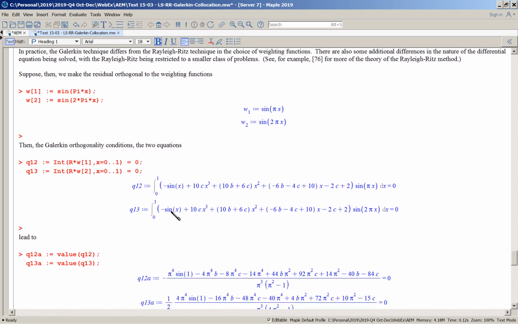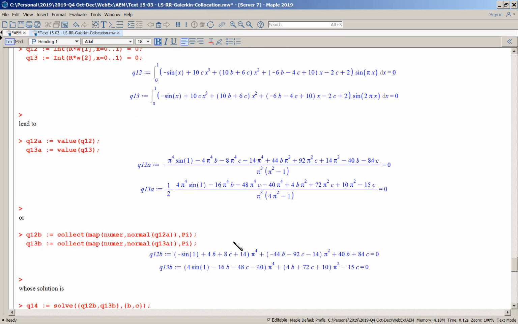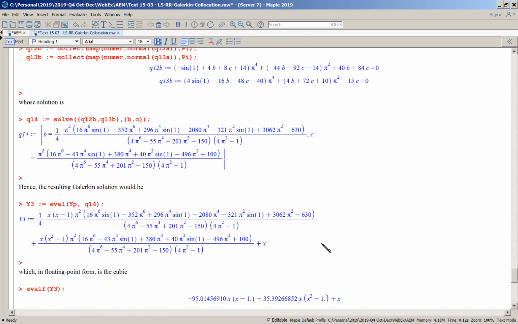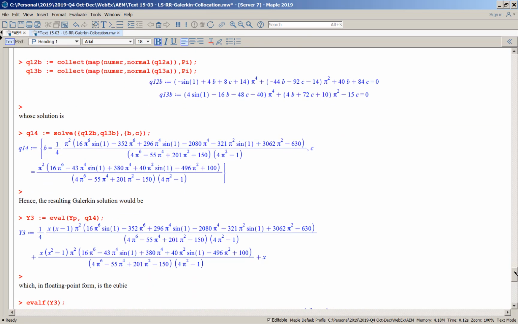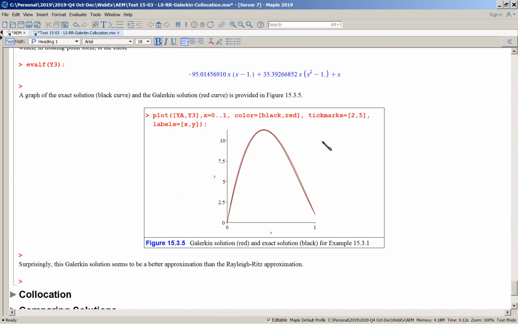That means we have to evaluate these integrals. We get these expressions, we set that equal to 0, solve those equations, and now we end up with a third approximation, this Galerkin approximation, in which I have used these two basis functions for the orthogonality, which are different from the basis function of the approximation. Okay, we draw a graph, and you can see it's a pretty good approximation. Okay, so in fact it appears to be better than the Rayleigh-Ritz approximation.